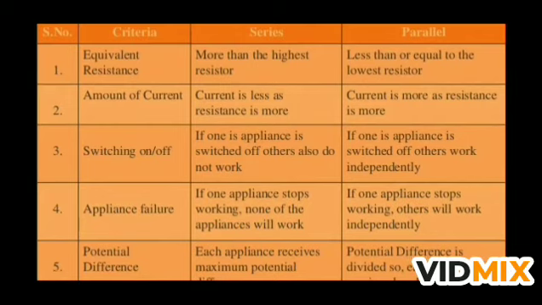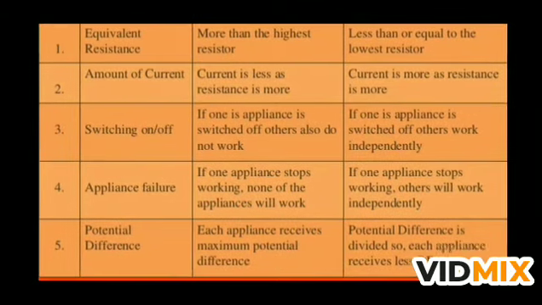In series, amount of current is less as resistance is more, and in parallel, current is more as resistance is less. If the resistance is less, current will be more.